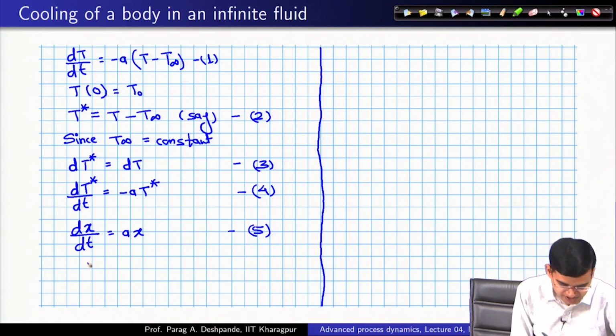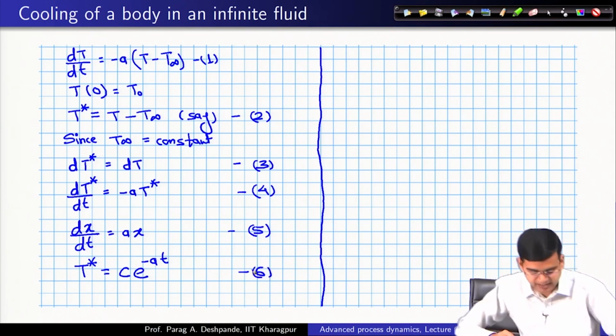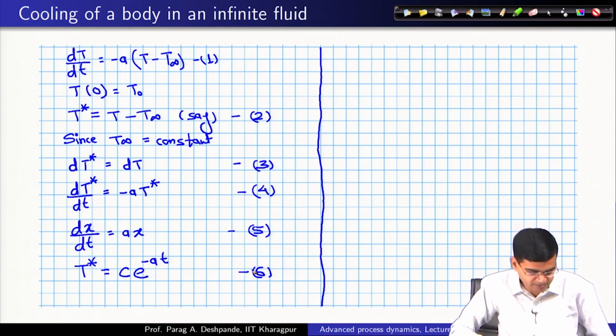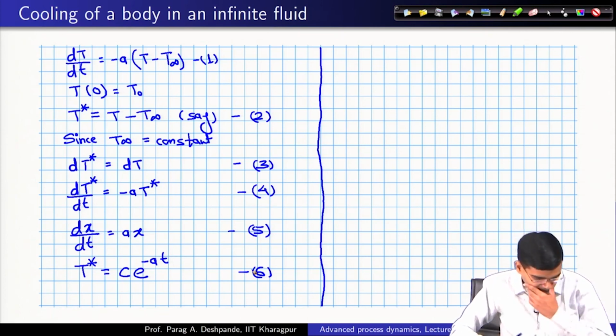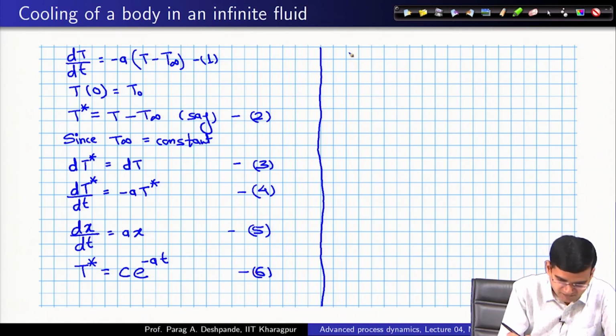As we solved yesterday, we will have T star which is equal to a constant C, integration constant, times e to the power minus a t. Okay. And I need to determine the integration constant, that can be done with the help of the initial condition. So, let me plug in the original definition of T star from equation 2.